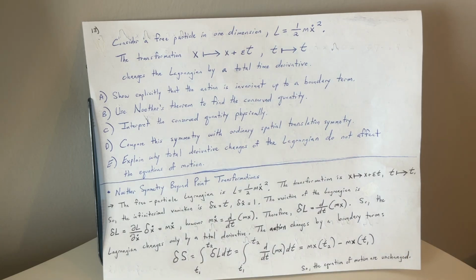And here we have that delta S equals the integral from t1 to t2 of delta L dt, and that's going to equal the integral from t1 to t2 of d/dt of m x dt, and that's going to be m x at t2 minus m x at t1. So the equations of motion happen to be unchanged. So that is the first component of this.